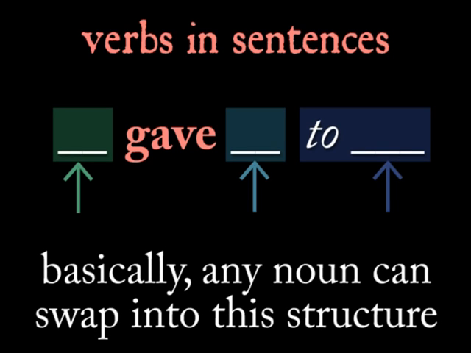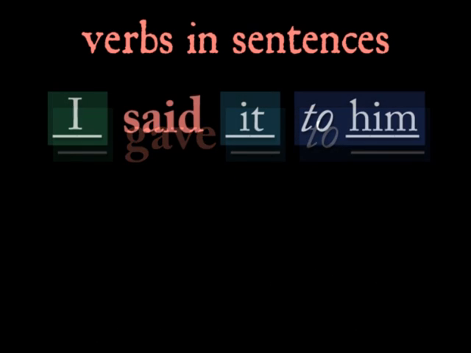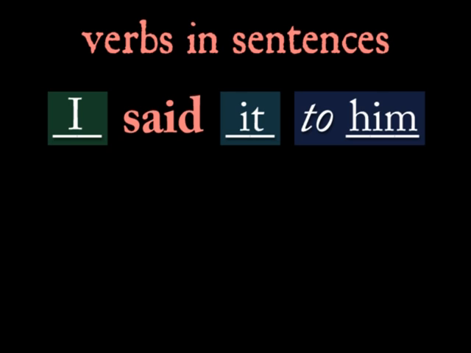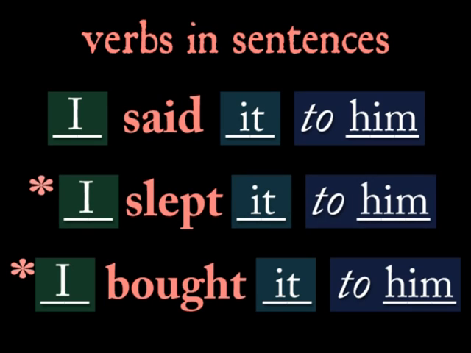But what happens when we start switching out that verb? Notice that we can say, "I gave it to him" or "I said it to him," but "I bought it to him" and "I slept it to him" give us some trouble. We don't tend to hear sentences like that in English. If you're a native English speaker, you probably don't think that the verb makes much sense in that context.